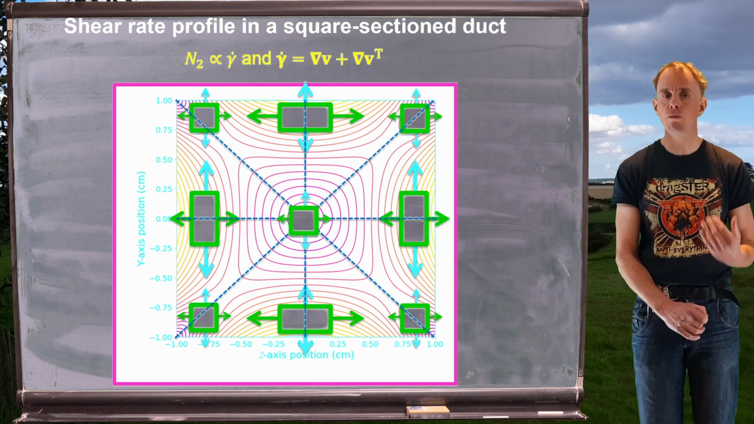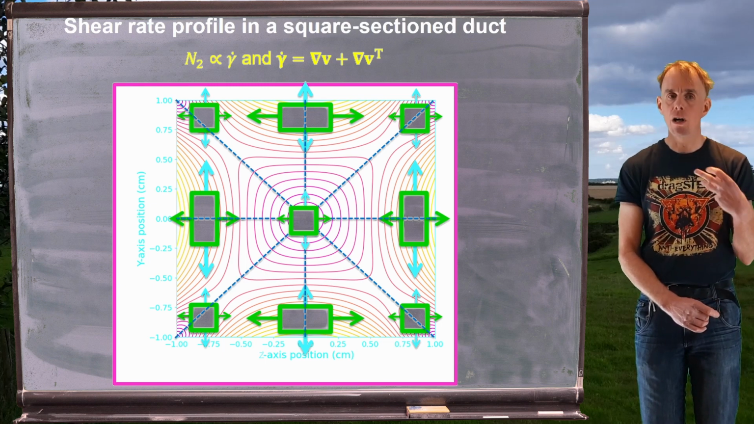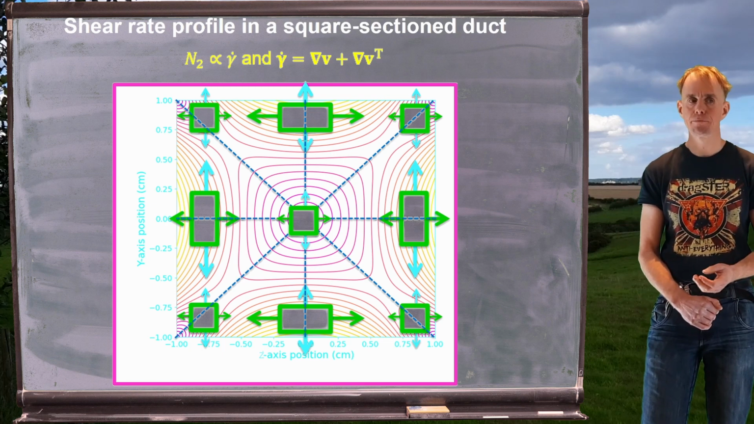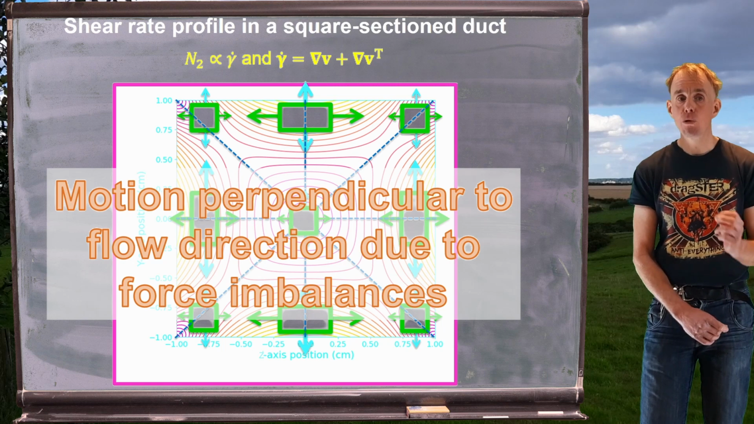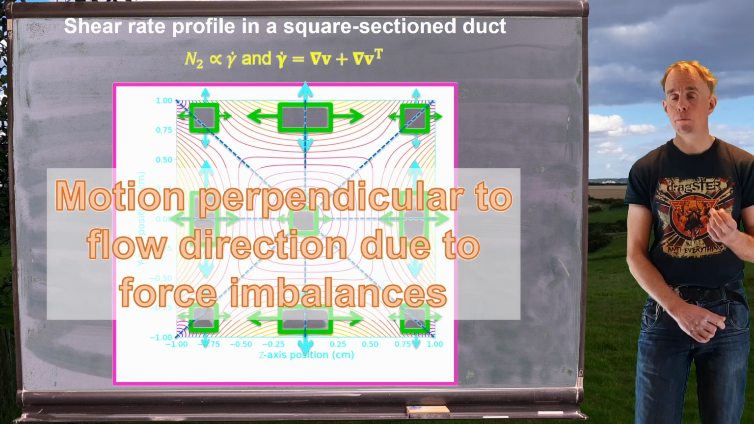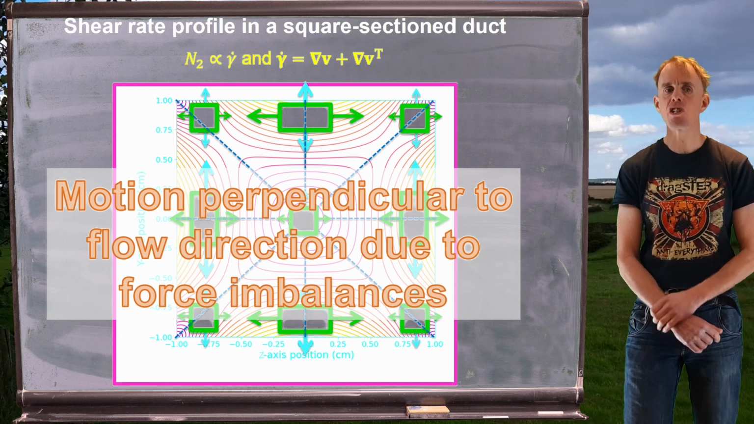I'll point you towards a reference to read later on in this lesson where it gives the complete picture of deciding not only where the force balances exist, but in which direction they act. But for now, we recognise the fact there's a force imbalance. If there's a force imbalance, there's going to be motion perpendicular to the main flow direction. Let's sketch out what that looks like.